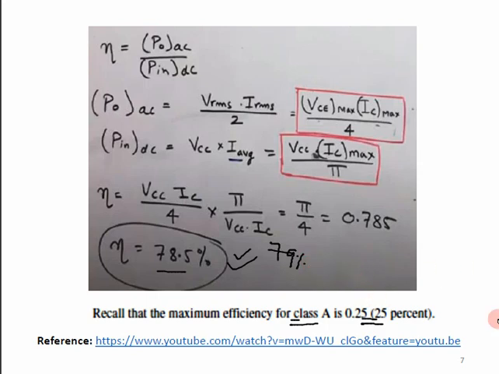Now this derivation is not available in the book. So I took it from this reference. You can also search for it on YouTube, and you'll find the complete derivation for the efficiency of the class B amplifier, the same as I told you over here.